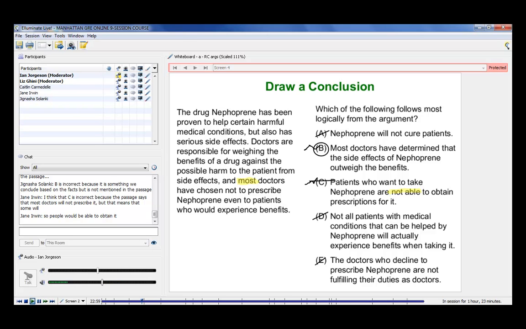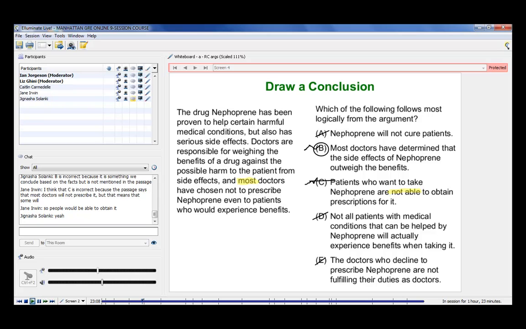Jignasha, are you happy with that? Why we got rid of C in the end? Does that make sense? Okay, cool. So watch out for these.